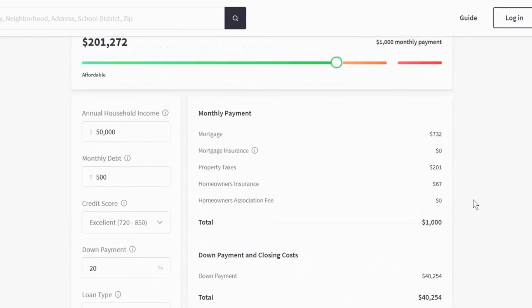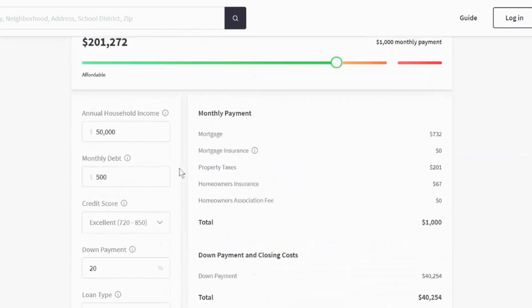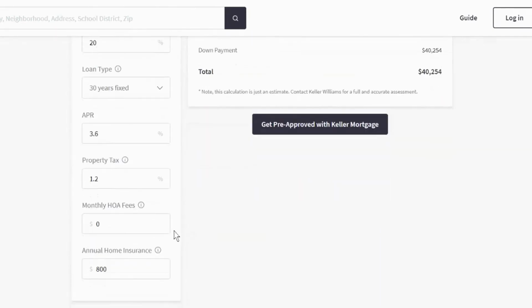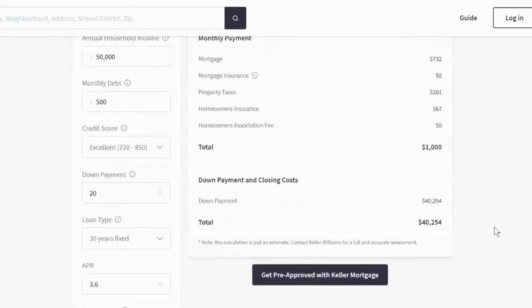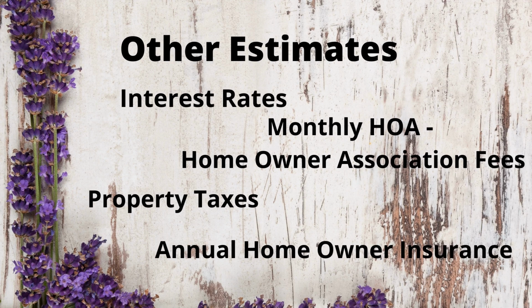So you can play with that a little bit and find out where your numbers are at and what down payment you could afford and what estimate of property taxes and annual home insurance might be for the area that you're looking. I hope this helps you understand what amount of purchase power you may have to purchase a home and what your monthly payment might be and how these factors impact that monthly payment.